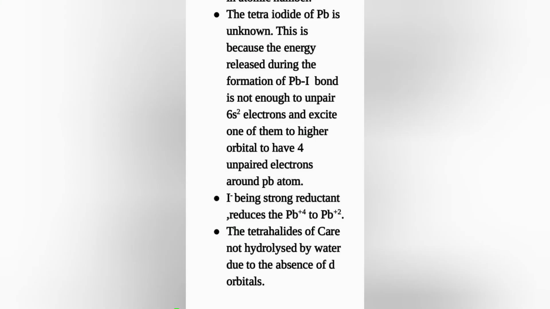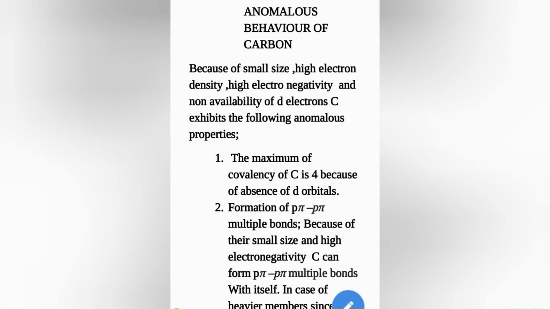So you can expect such a question, that the tetraiodide of lead is unknown. Then I minus, being a strong reductant, reduces Pb+4 into Pb+2. Reductant means reducing agent. The tetrahalides of carbon are not hydrolyzed by water due to the absence of d orbitals. So these are the important properties.